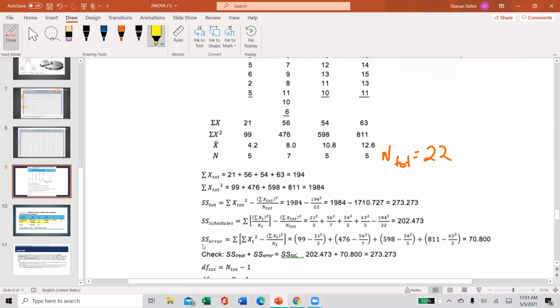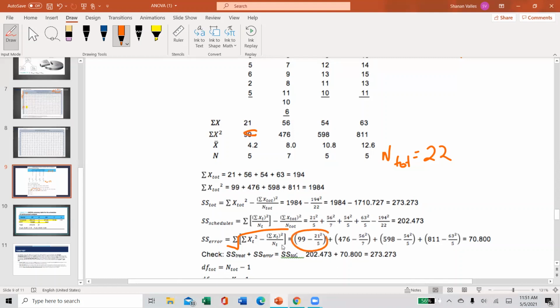Okay, and then SS error is very similar to what we were doing all along, and if you look at it, it looks like our standard deviation, the top part of our formula that we've been very used to doing, right? We take the sum of x squared, or the sum of the x's squared for each group, and subtract the sum of x that we're going to square, and then divide by the n for each group. And so here's where we have that, right?